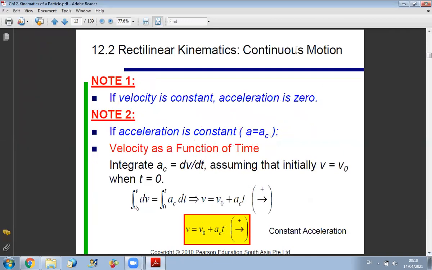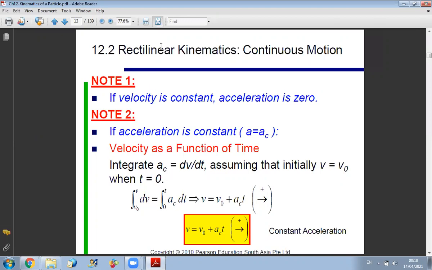Now, we will derive together some typical relations that you know, which apply for constant acceleration. So if velocity is constant, then acceleration is zero. This is the first rule. Then, if acceleration is constant, let us derive together the rule you are used to. So first, acceleration is dv by dt. So if I want to find v as a function of time, I should integrate this relation. So I can do separation of variables: dv equals a dt.